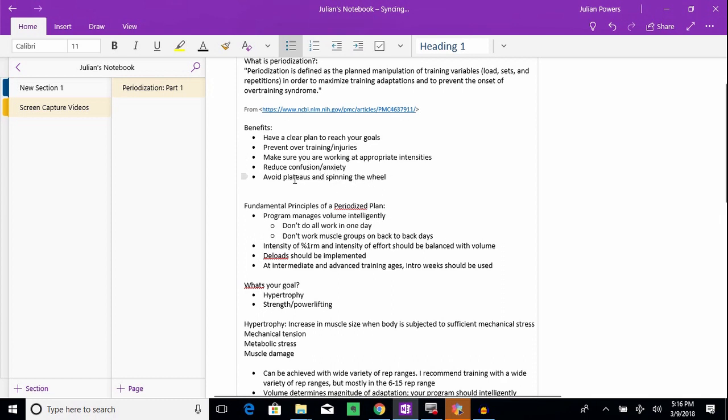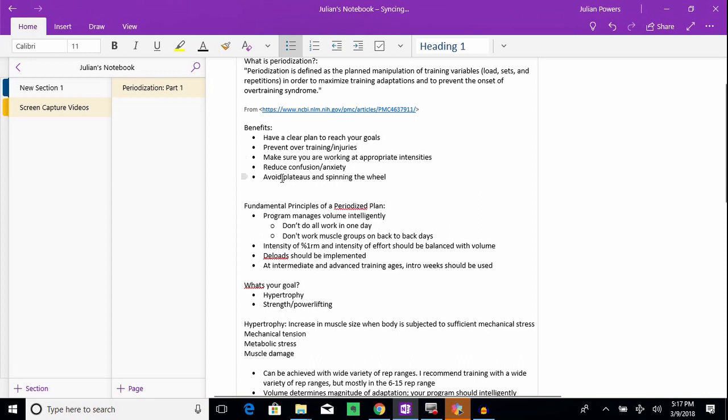And then the last benefit that I could think of for periodization, which obviously there's a lot here, is to avoid plateaus and spinning the wheel. If you don't have a periodized program and you don't know how to manipulate volume and intensity, you're just going to be spinning the wheel for a while, which means you're not really going to be seeing any progress. You may see progress one month, but then you may de-progress. You may go backwards, and then forwards, and then backwards. Really just circling, where with these little forms of progression and de-progression, you don't really get anywhere.